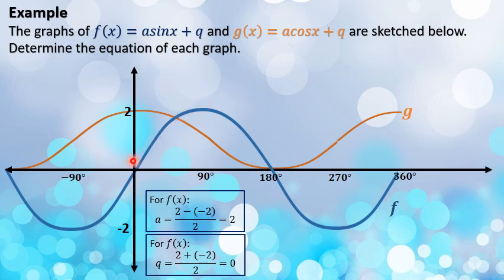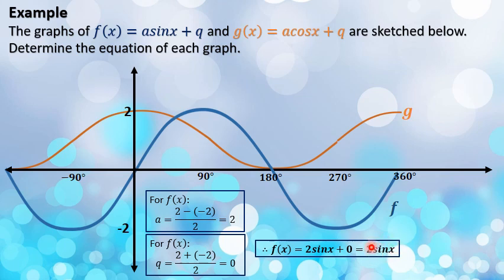Now, how are we going to get the Q value? We're going to say our maximum plus our minimum divided by 2. So we're going to say positive 2 plus negative 2 divided by 2. And as you can see, 2 plus a negative 2 is the same as saying 2 minus 2, which would give you a big fat 0 at the top of this fraction, meaning our Q value boils down to 0. So instead of y equals a sine x plus q, we have y equals 2 sine x plus 0. And of course, you can just drop the 0.